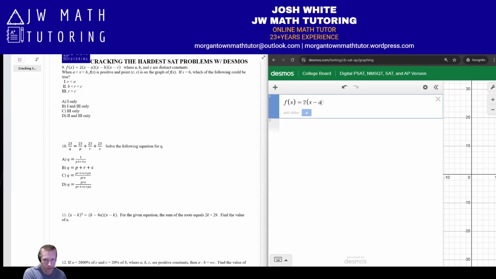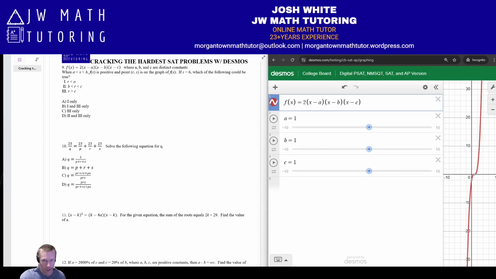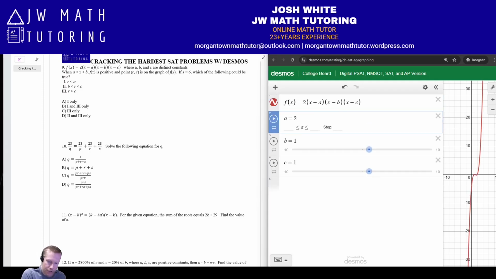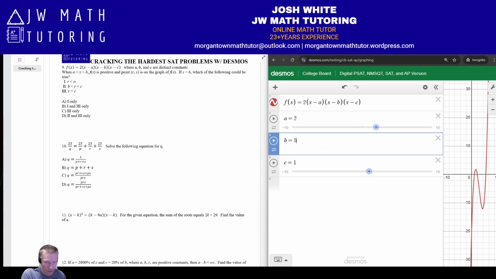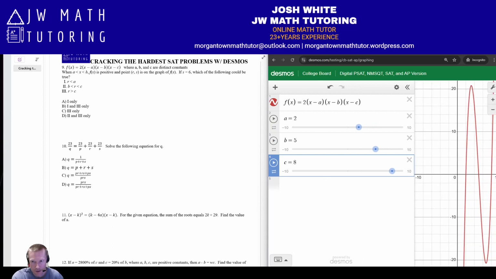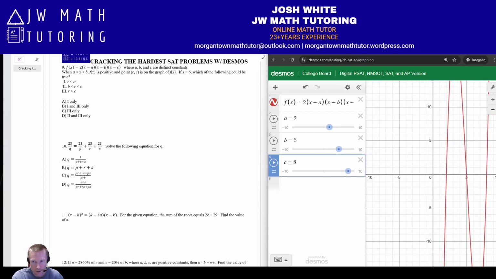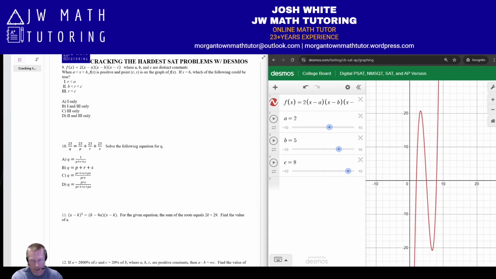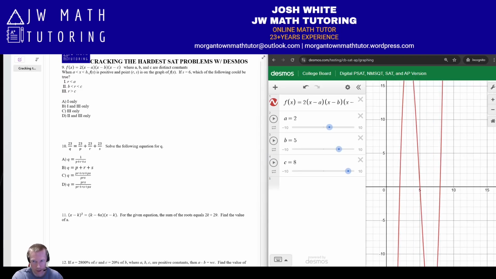So what I'm going to do is type in the function and then add sliders for all these values. And I made a 2, I made b 5, and I made c 8. And let me just slide this over and zoom out. Okay, so we can get a better picture of the graph and what's going on here.